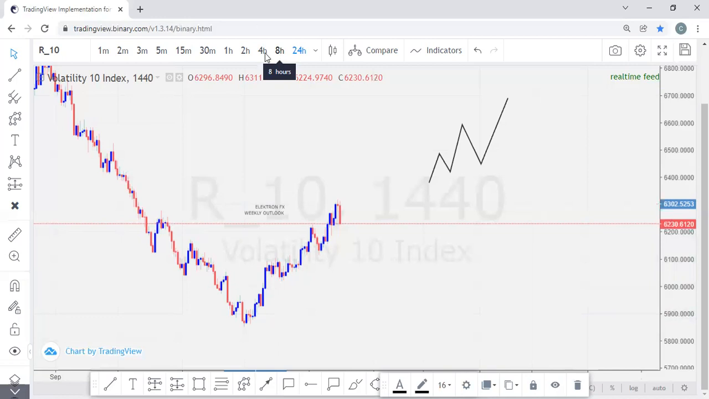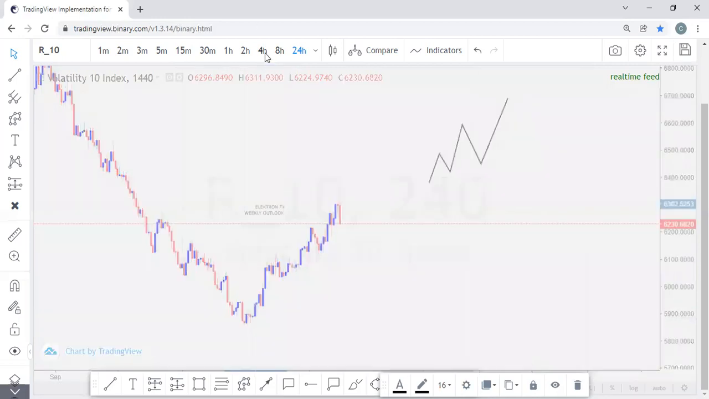Okay, let's go to the 4-hour. I love using the 4-hour to see structure. We may have a very long bullish run because this market had been selling for a long time. We may have a very long bullish run on this market. So let's look out for potential opportunities on a smaller time frame.